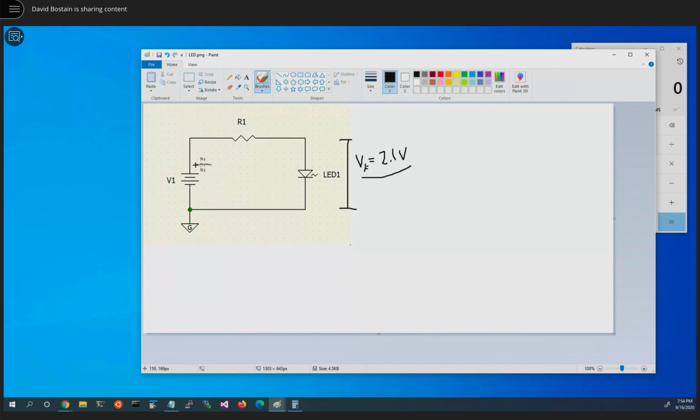Now that means the battery has to minimally be 2 point something higher than 2.1 for the LED to be on. But we also know that we have to have a current passing through the LED of at least 15 milliamps and no more than 25 milliamps. So we determined that we would design this making the assumption we had 20 milliamps flowing.